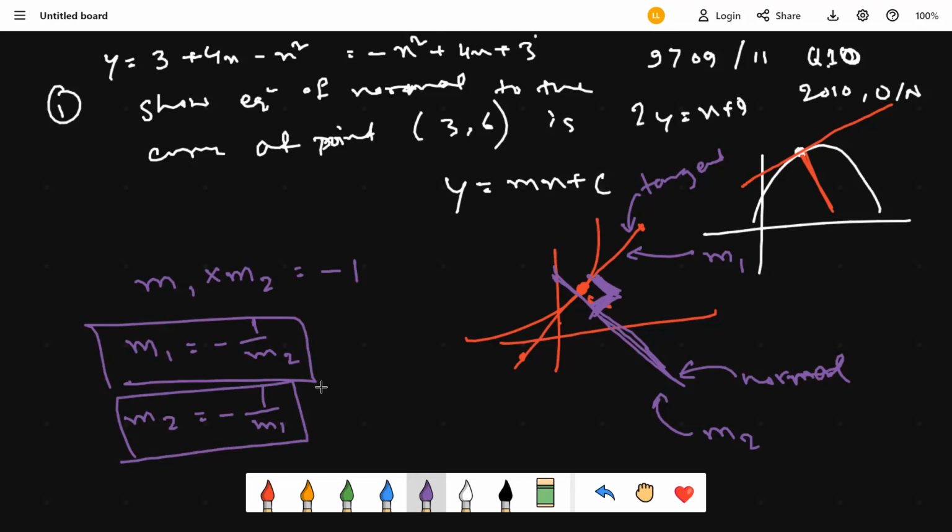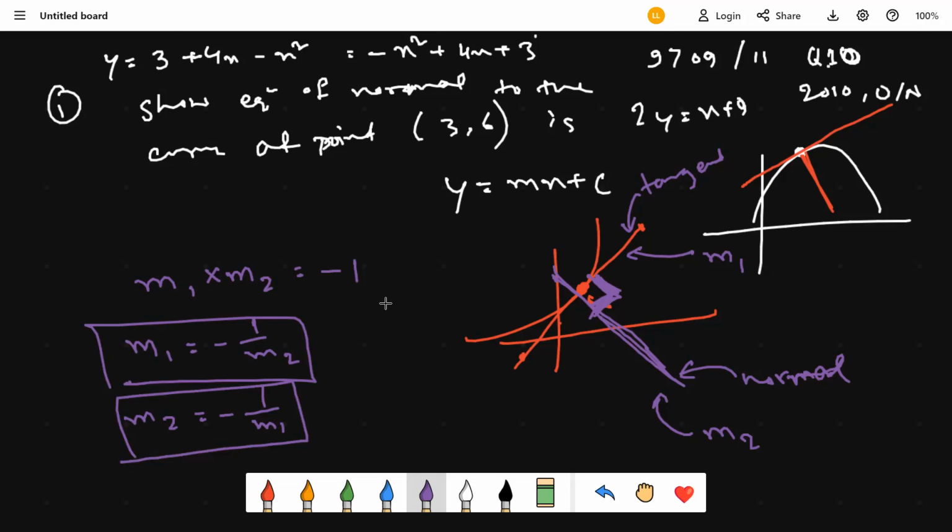Now using these formulas and concepts, it is very easy to find the solution to this question. They're asking us to show that the normal has the equation to the curve at the point, which is this one. Forget about this equation at first. Let's find the equation of the normal.